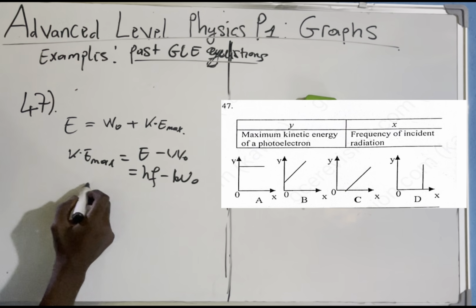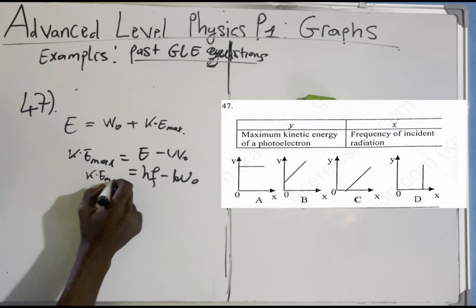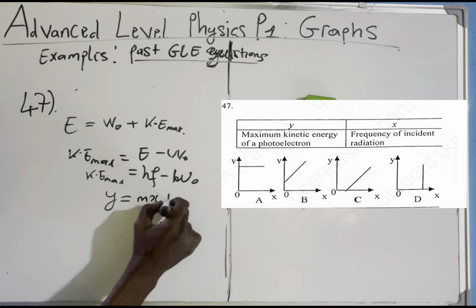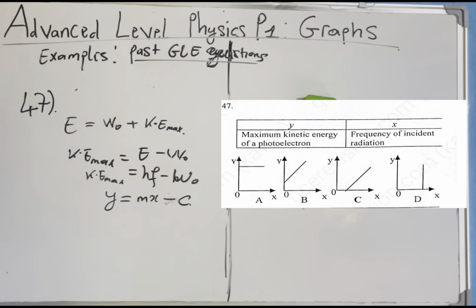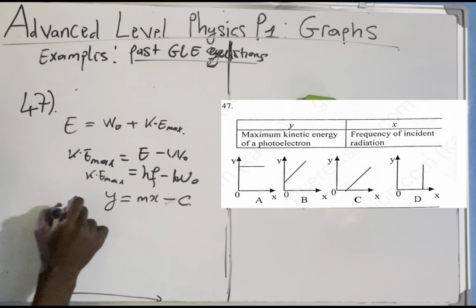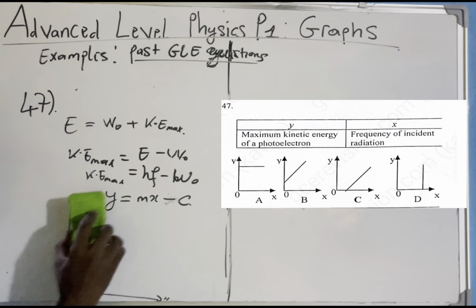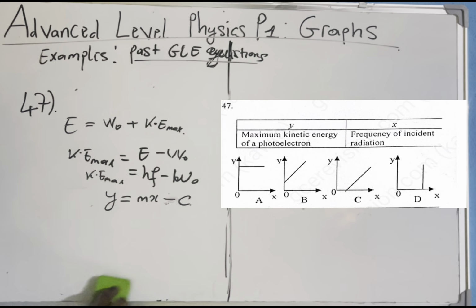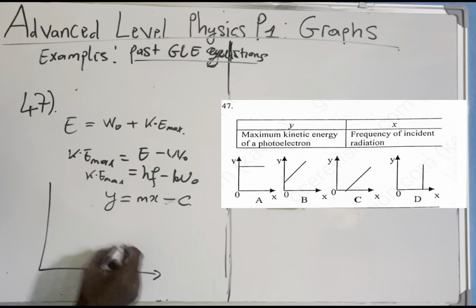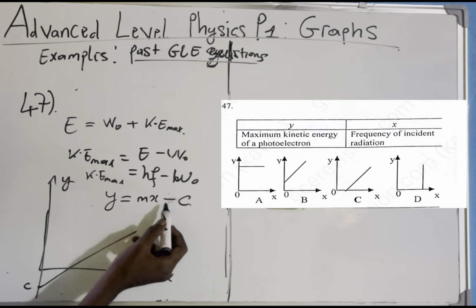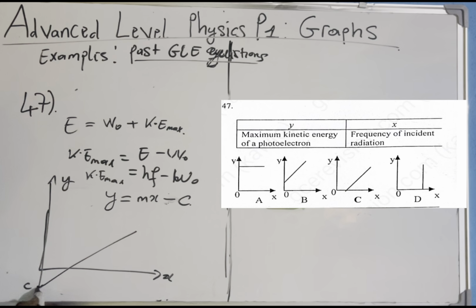You see that already, the relationship between kinetic energy maximum and frequency, this is it. It looks like the equation y equals mx minus c. And we all know that the equation represented by this form should not pass through the origin because we are having a negative y intercept. It should be a straight line with a negative y intercept. So let's say this is c here. It should be something like that. Are we together? Because when x takes the value 0, y should be negative. A straight line which is not passing through the origin.